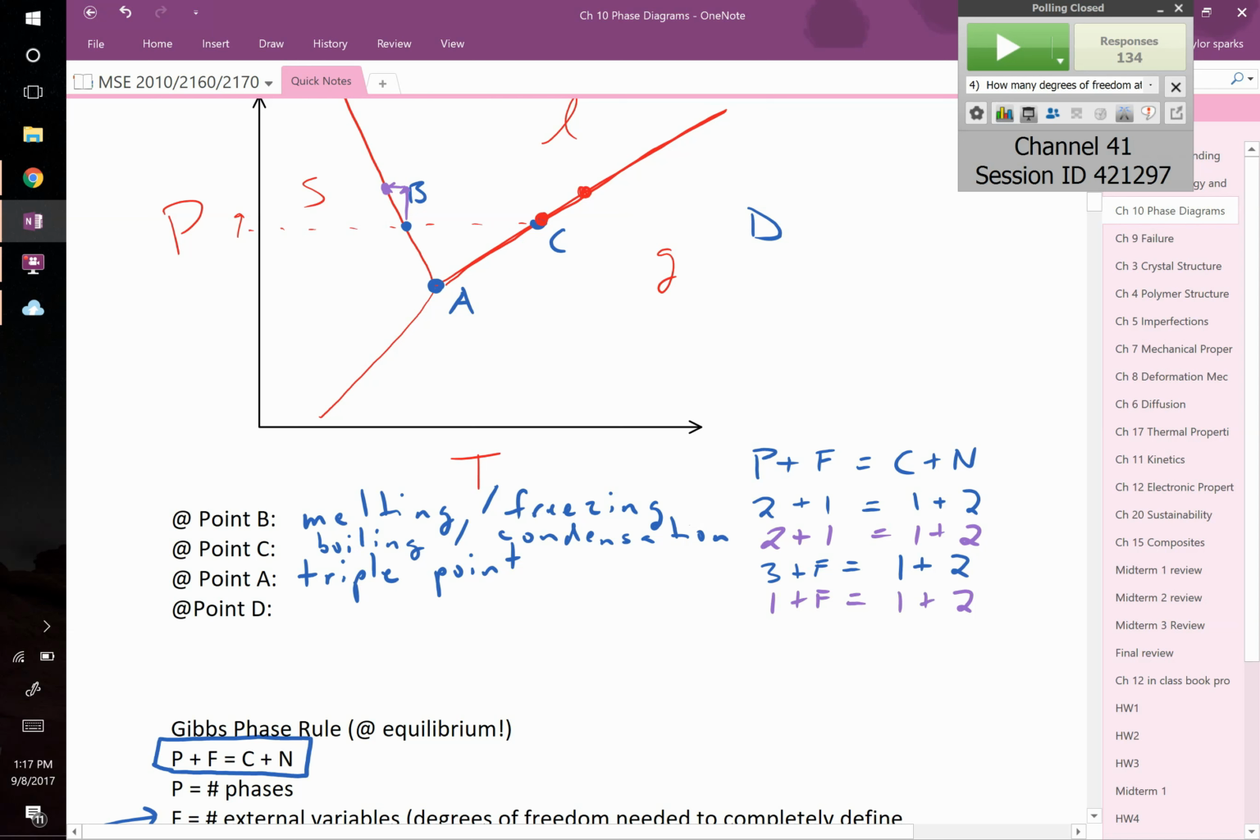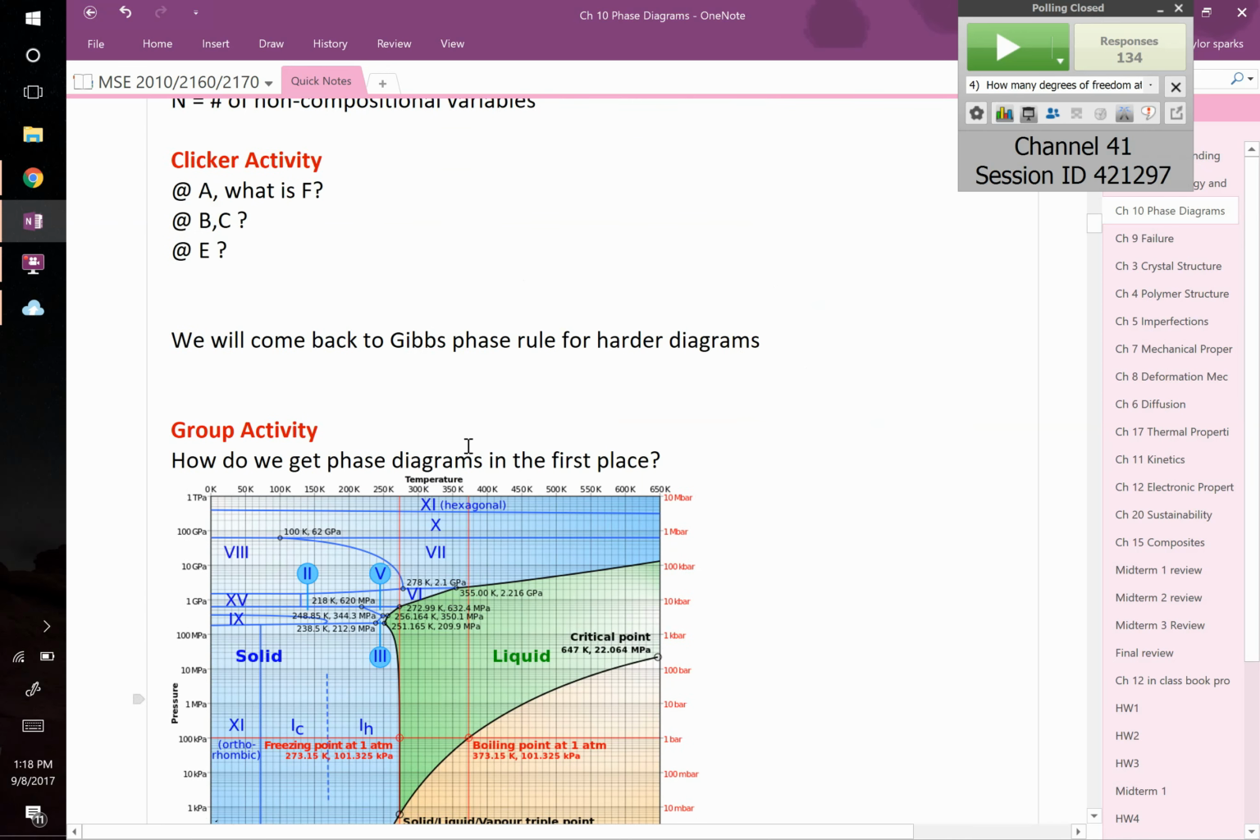What does that mean? It means that we can change 2 things. At point D, we can go down in pressure, we can go up in temperature, and we're still just a gas, right? So we have 2 degrees of freedom. Okay, we'll come back to this. This becomes kind of useful when we get to more complex phase diagrams. Again, this is a single component phase diagram, which is as simple as they get. They get more complicated. Okay, let's move on.